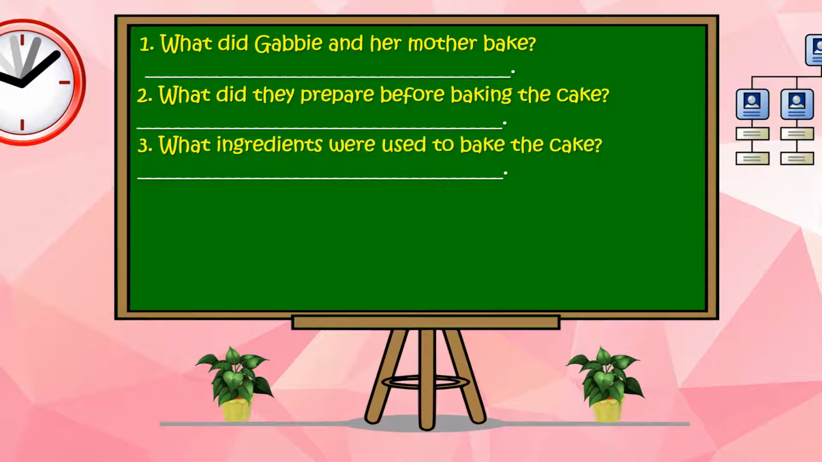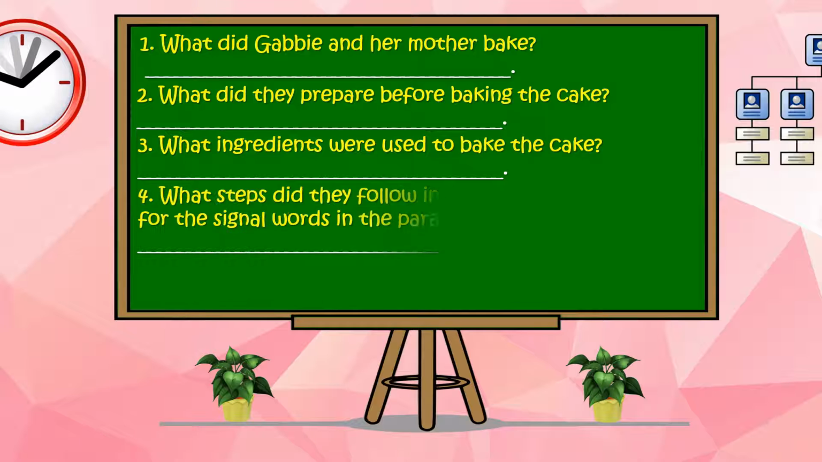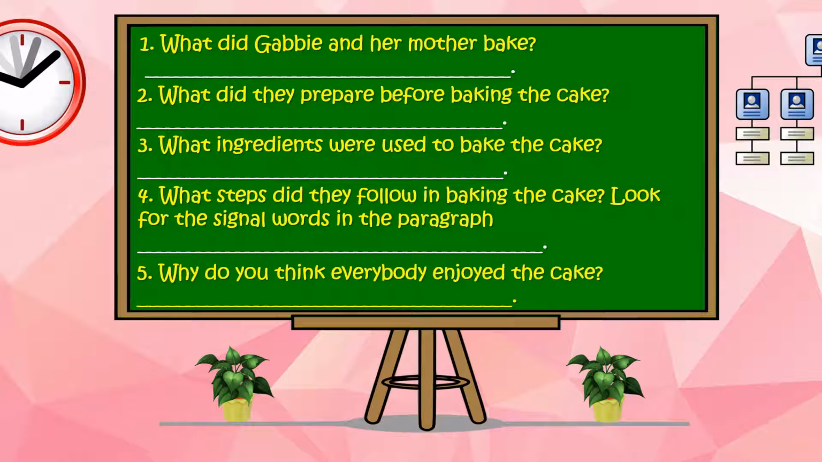What ingredients were used to bake the cake? Number 4. What steps did they follow in baking the cake? Look for the signal words in the paragraph. Number 5. Why do you think everybody enjoyed the cake?